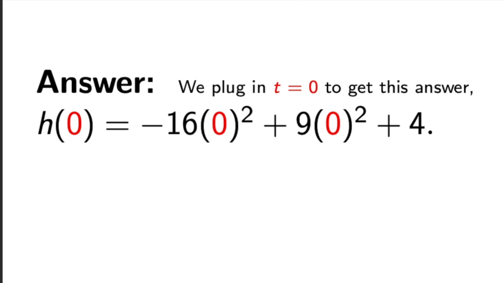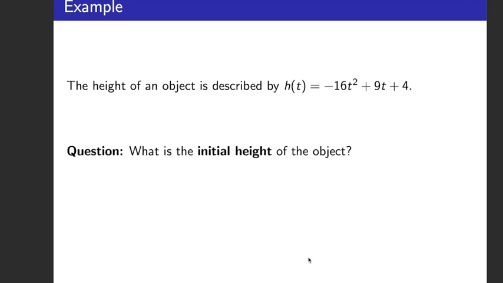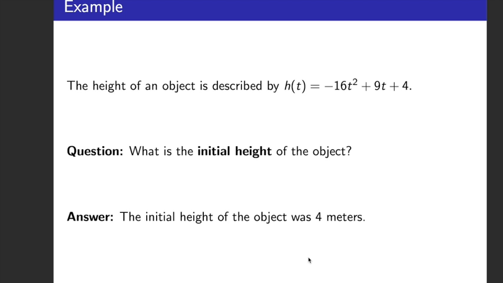For initial height, we look at t equals 0. We plug in t equals 0 into the function. When we do, we get that h of 0 is equal to 4. So we can conclude that the initial height of the object was 4 meters.